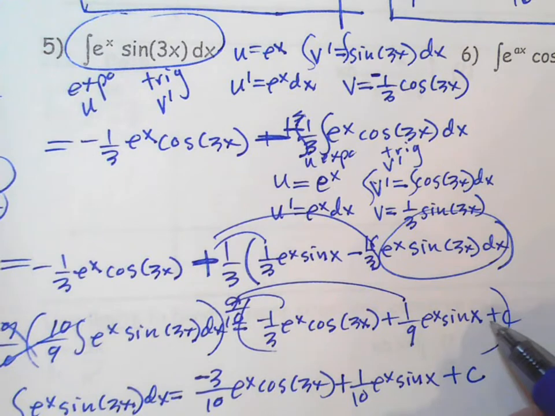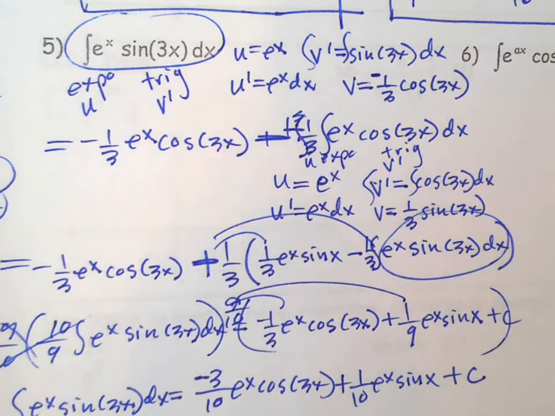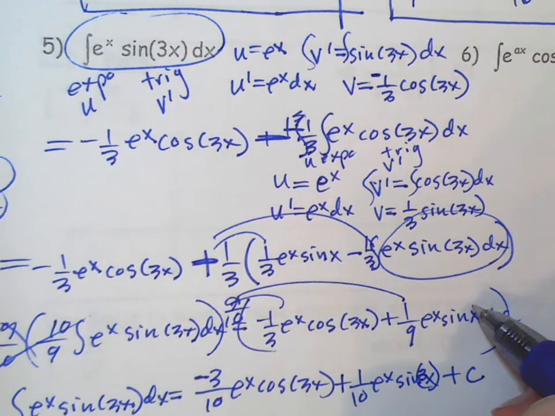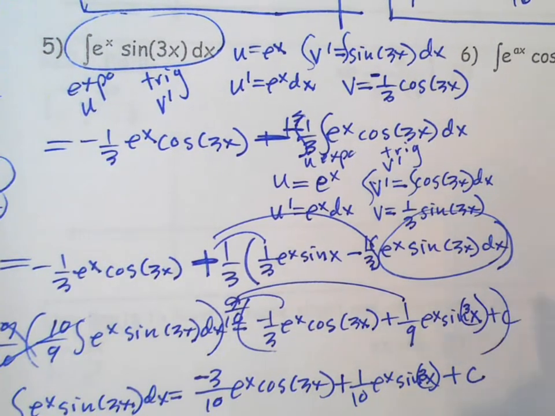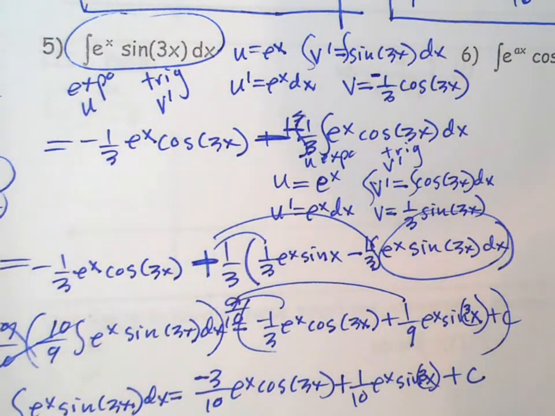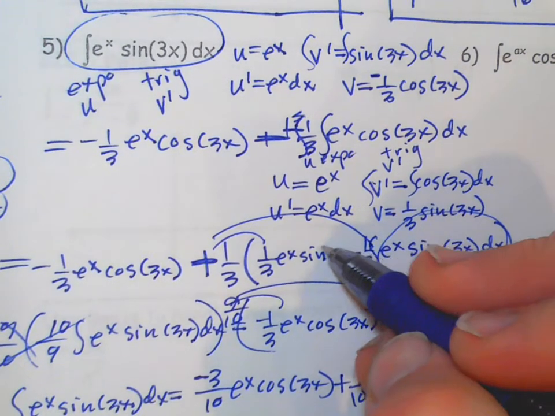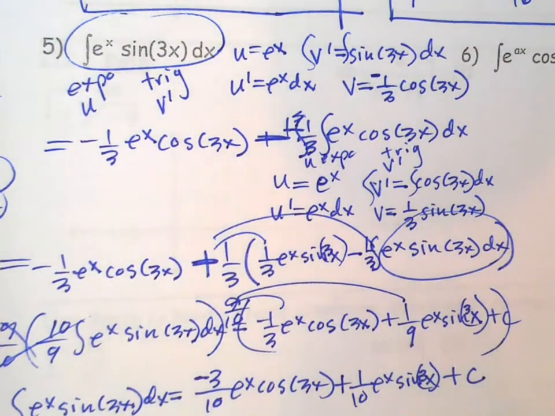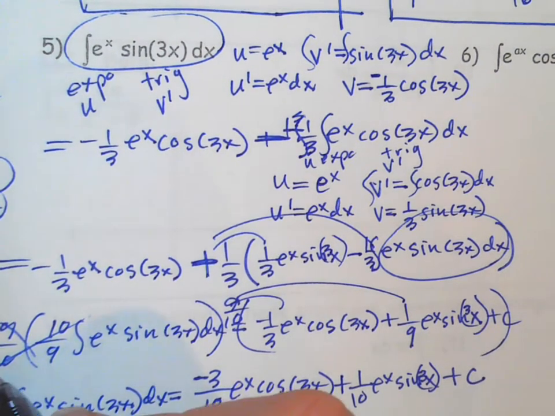Don't distribute the 9/10. So that's it. There should be a 3 right here, though. I somehow lost that 3 in the process. That's not good. Okay. That should have 3 also. Okay. Looks good.